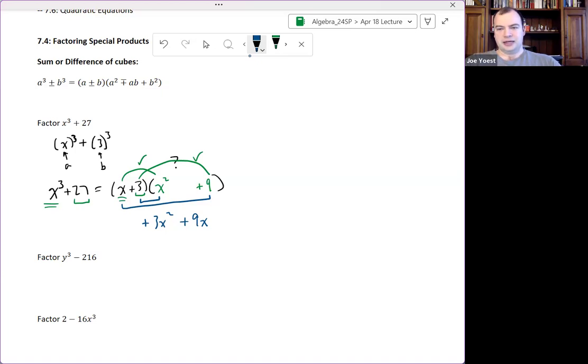And I noticed that my plus 3x squared comes from multiplying the 3 in the left parentheses with the x squared in the right parentheses. Can I get rid of the 3x squared by multiplying the x in the left parentheses by a middle term, by say a minus 3x?